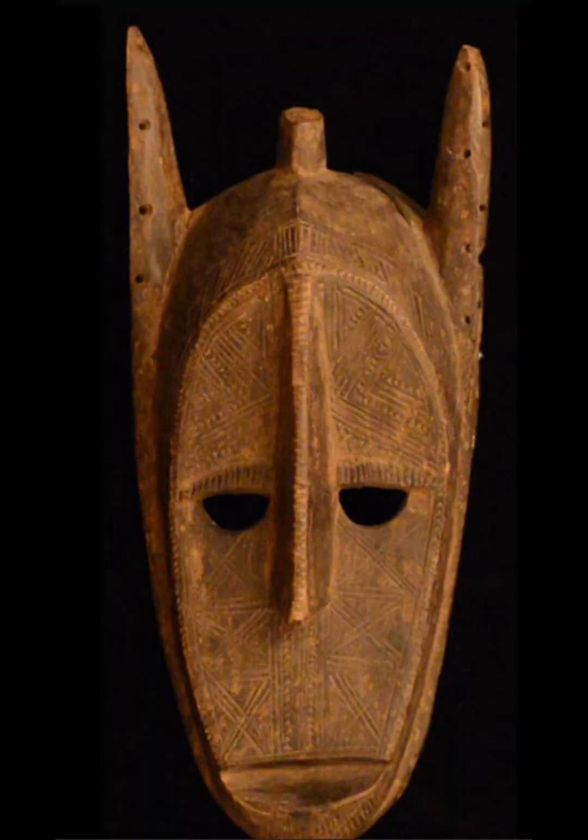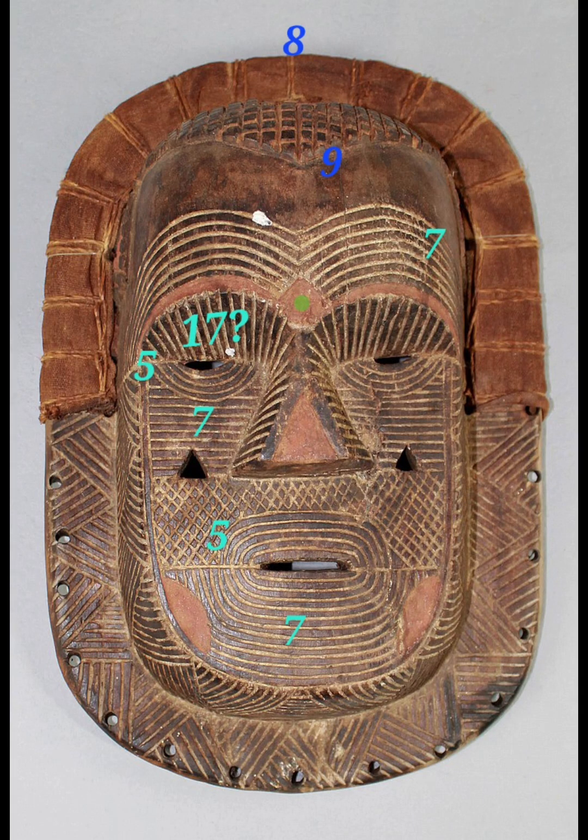This next one has a lot of X's on the face, a set of 6 to be exact. We know this represents the 5 planets you can see with your naked eye. Starting at the top of the mask, you have 8 on both sides with the as above, so below.